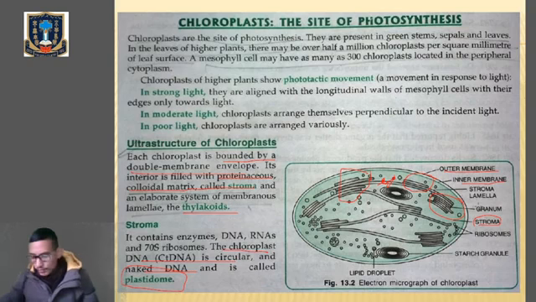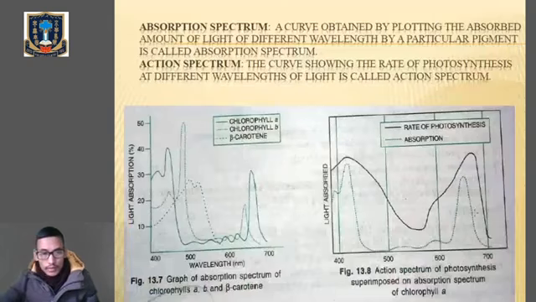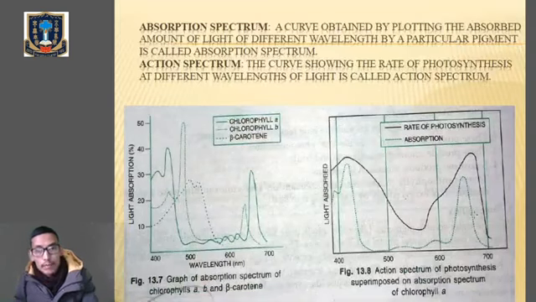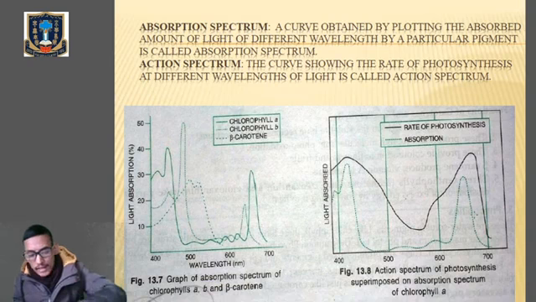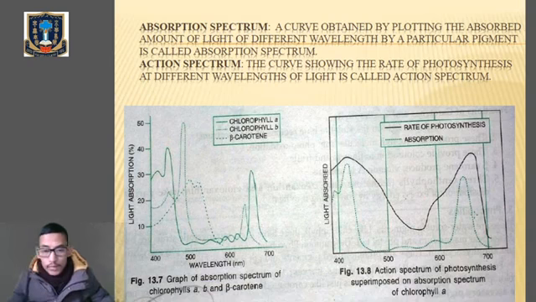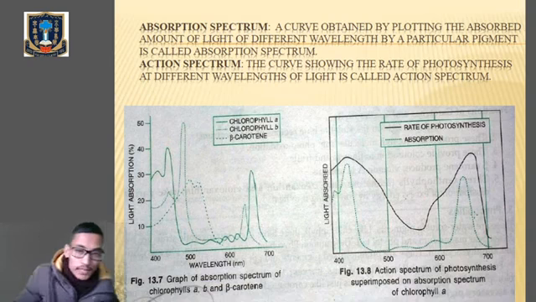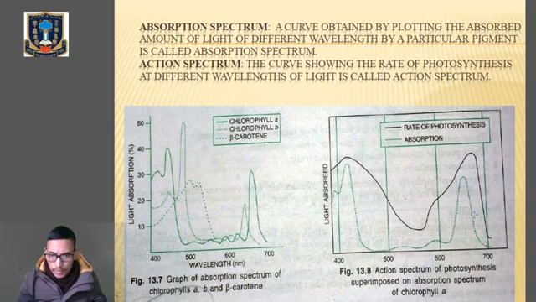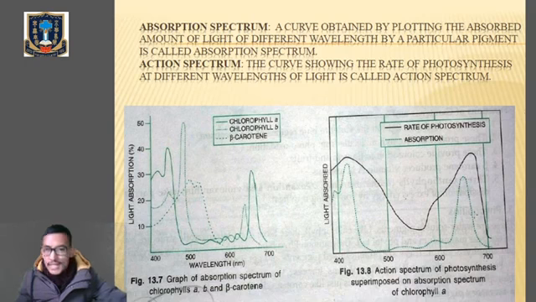Now let's talk about the next topic, absorption spectrum and action spectrum. What do you mean by absorption spectrum and action spectrum? It's on page number 13.9. Since we have just learned about the different pigments of photosynthesis, chlorophyll, phycobilins, carotenoids, and in chlorophyll A, B, C, D, and E, out of this, A and B are the most important ones.